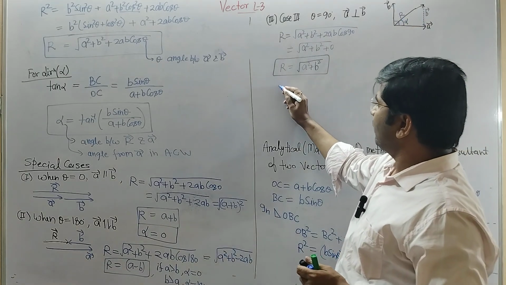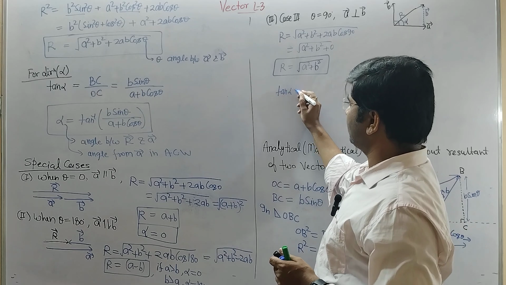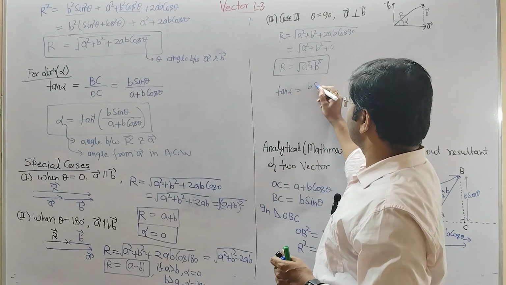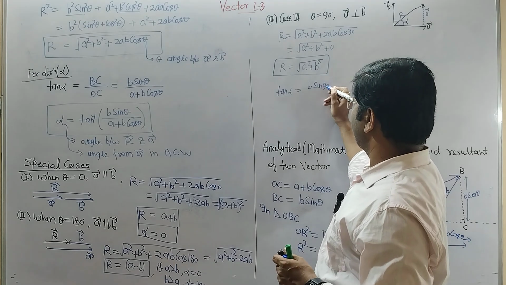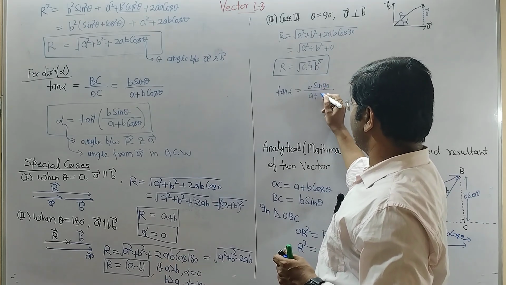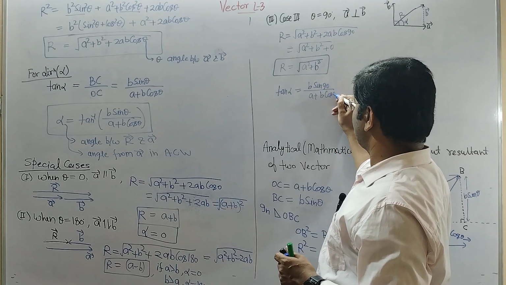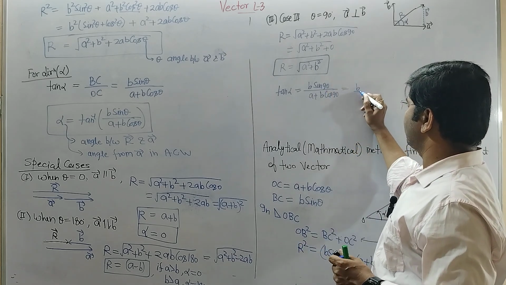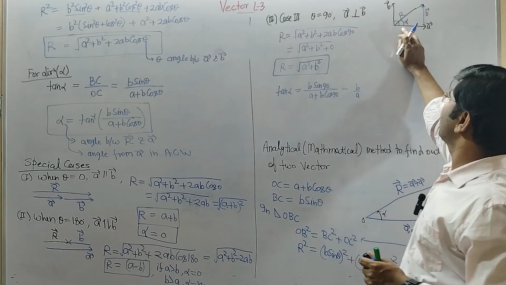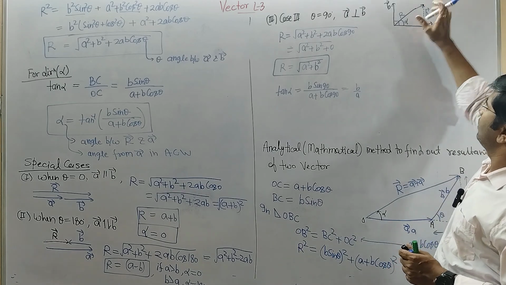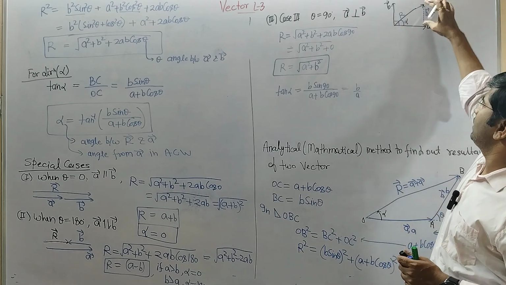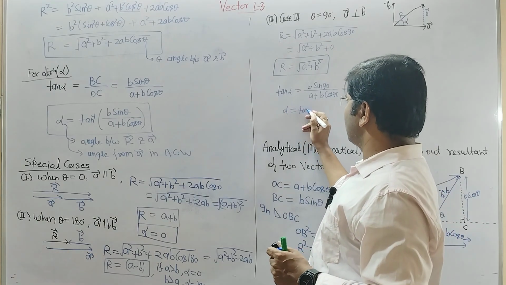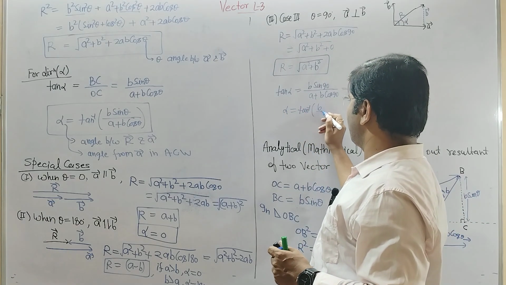So tan alpha equals, we can put it in the formula, b sin 90 upon a plus b cos 90. Cos 90 is 0, sin 90 is 1. So we get b upon a, and from the diagram also we can see this is b, this is a, so b upon a is tan alpha. So alpha will be equal to tan inverse of b upon a.